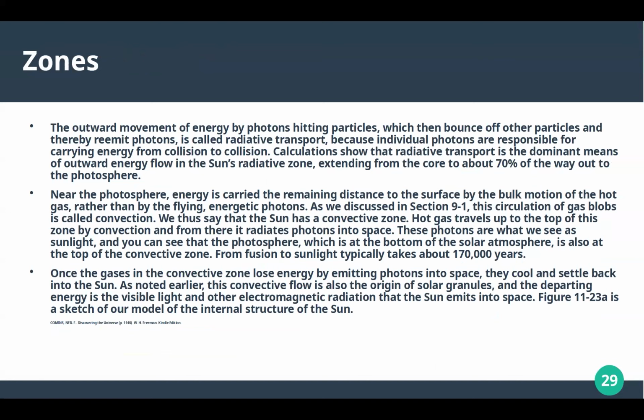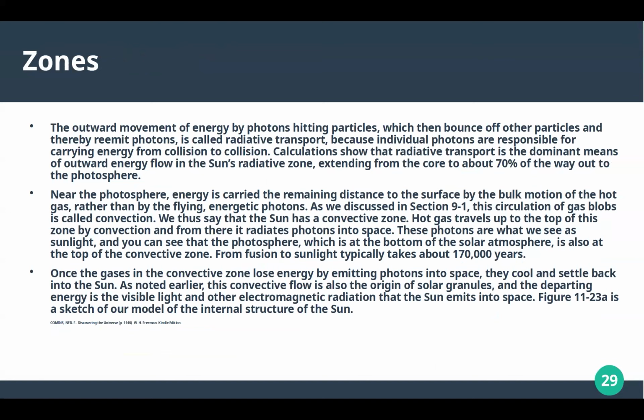Near the photosphere, energy is carried the remaining distance to the surface by the bulk motion of the hot gas rather than the flying energetic photons. The circulation of gas blobs is called convection. We thus say that the sun has a convective zone. Hot gas travels to the top of the zone by convection, and from there it radiates photons into space. These photons are what we see as sunlight, and you can see that the photosphere, which is at the bottom of the solar atmosphere, is also at the top of the convective zone. From fusion to sunlight usually takes about 170,000 years.